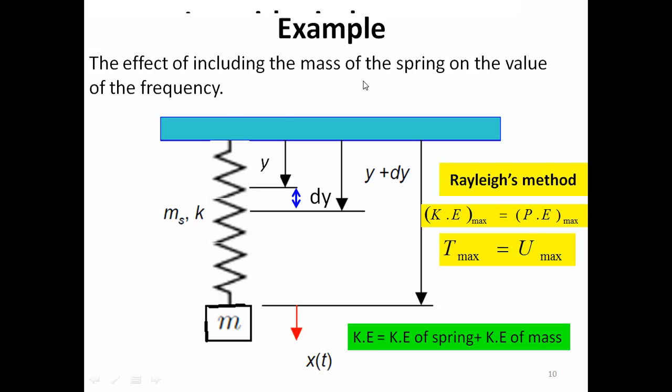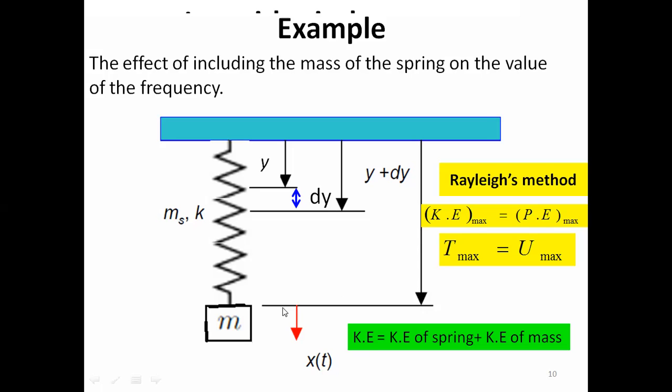So, the effect of including the mass of the spring on the value of the natural frequency. Let's say that we have a mass suspended through a spring, and the spring also has considerable mass, let's say it is ms. ms is the mass of the spring, k is the stiffness of the spring. In order to come up with the mathematical model where we could include the effect of the mass of the spring, we have to do some derivation.